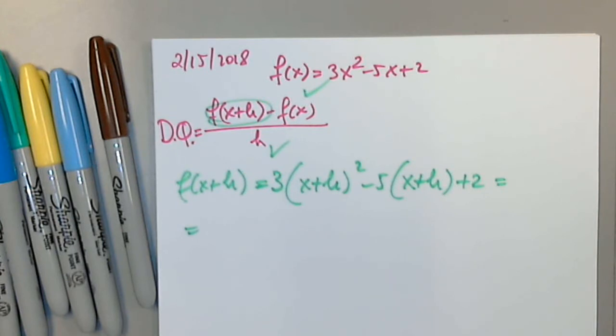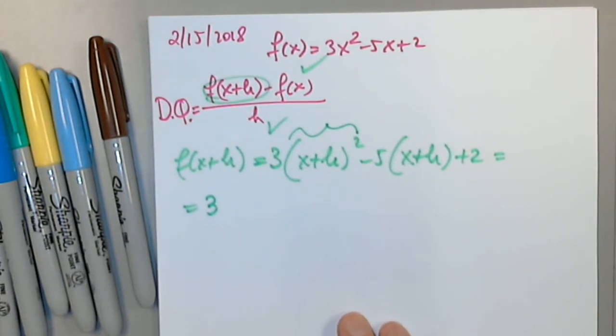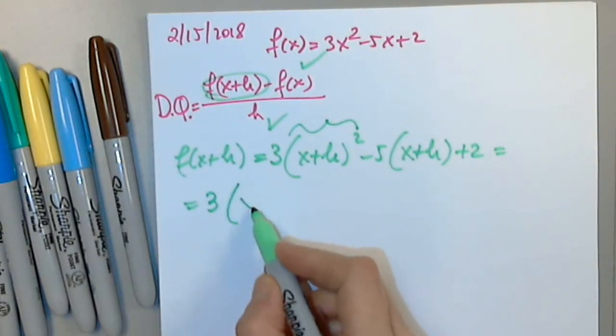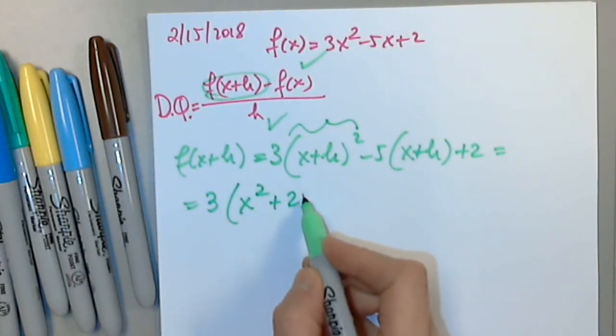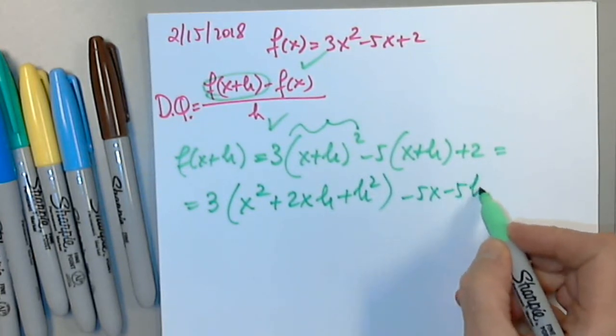Now what? Next step. Just distribute everything in parentheses. You mean square first. Oh yeah, square first. By the order of operations, I have to square first. We have an agreement on this. So x squared plus 2xh plus h squared. Yes. Awesome. Minus 5x minus 5h plus 2.